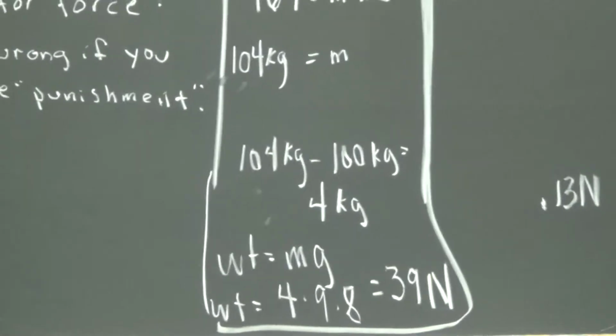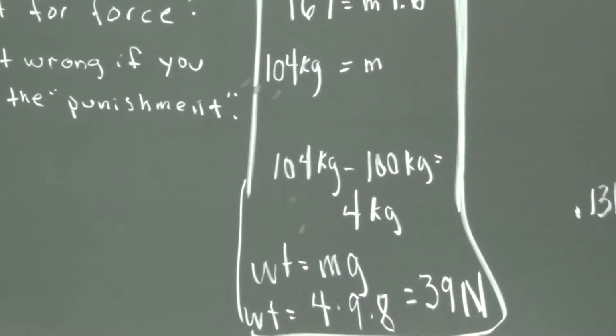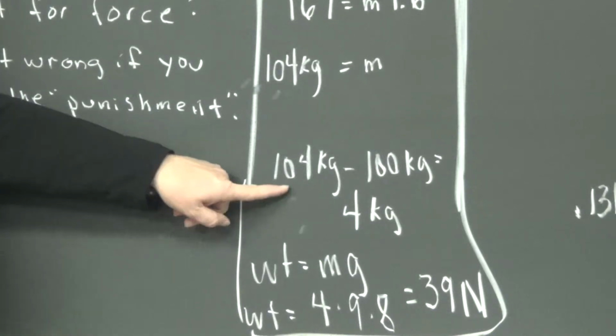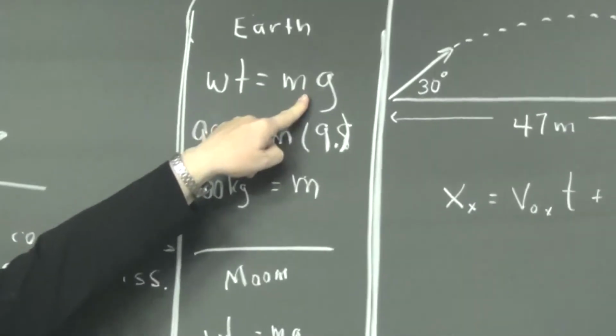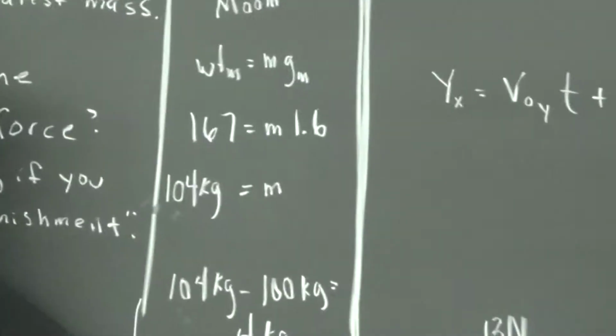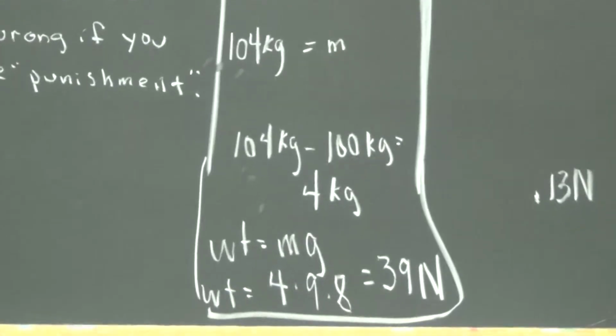And then the question said, how much weight did he gain on the moon? So I just switched 4 kilograms back into weight equals mg. This time we know 4, and this is 9.8. I squished it down here. And it came out to 39 newtons.